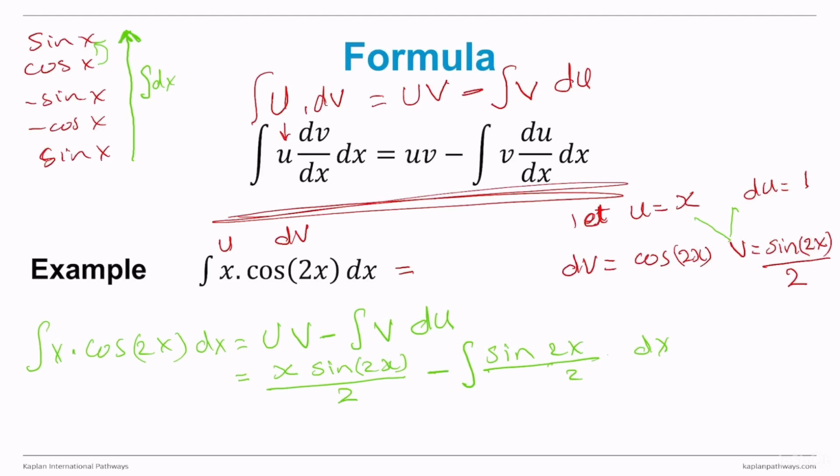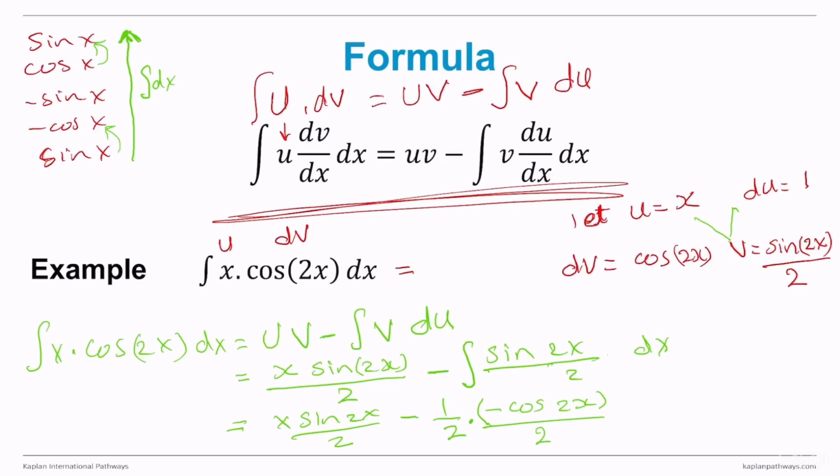And now this is going to be x sine 2x over 2. We can take the minus half outside, minus 1 over 2. And what's the integration of the sine? Integration of sine is from the bottom here to the top, so it is minus cosine. So this is going to be minus cosine 2x, divided by the derivative of 2x, which is 2. So this is minus half times this, which is plus 1 over 4 in that case.